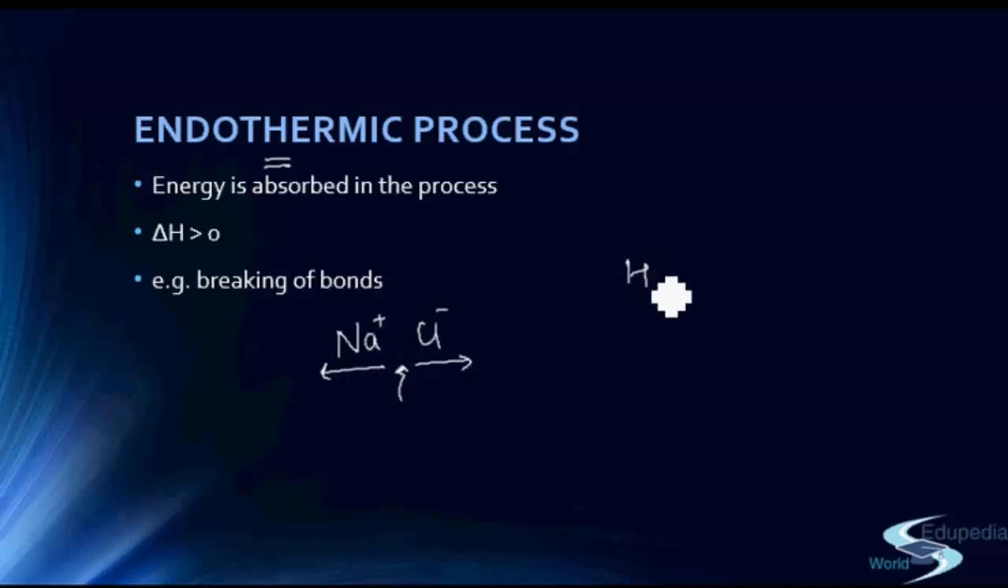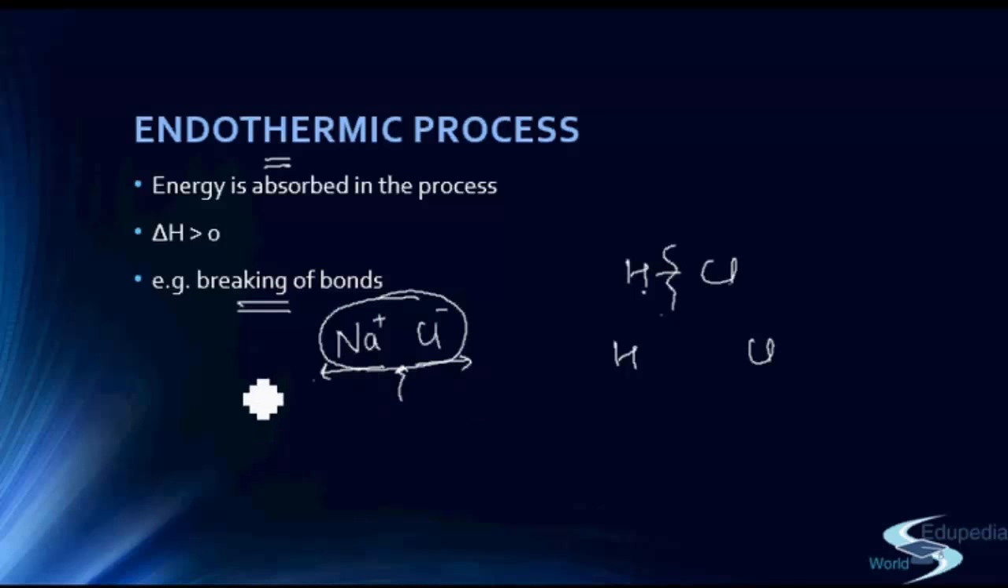For example, if you have a bond between H and Cl, which is a covalent bond, if you want to break this bond so that H and Cl can separate from one another, you need to supply energy, and hence breaking of a bond is always, without exception, an endothermic process. Here you have an ionic bond which you need to break so that the ions Na positive and Cl negative can separate out and stay away from one another. So once again, this is an endothermic process. There are many more examples which we don't have to go into right now.